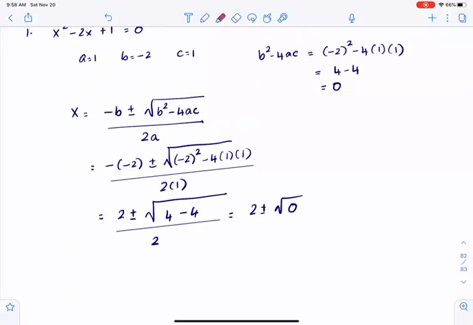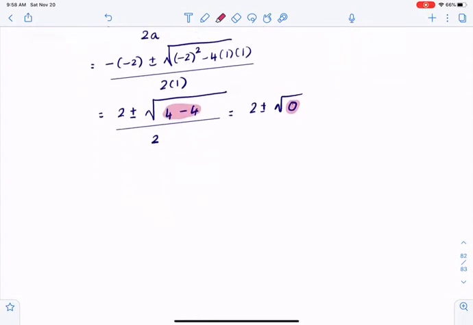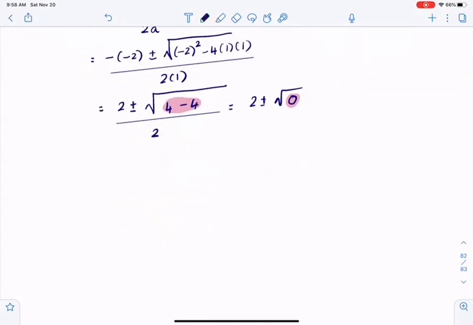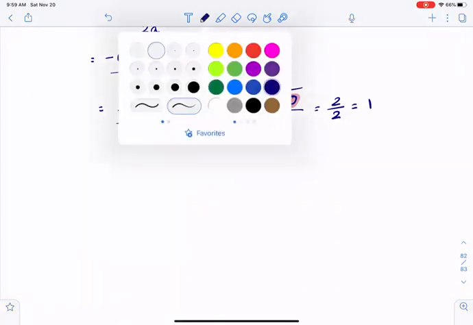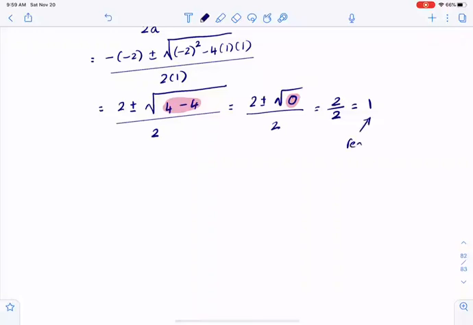Now we already knew this value. I could have just plugged it in, but I wanted to demonstrate that the b squared minus 4ac is what's going to come into the root. So I have 2 plus or minus 0 over 2. So 2 over 2, I get 1. So there is only one solution, and this is the case we call a real repeating root, because we need to have two roots. So two roots that are repeating, or I can say that are identical.